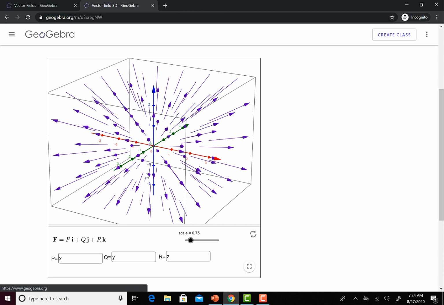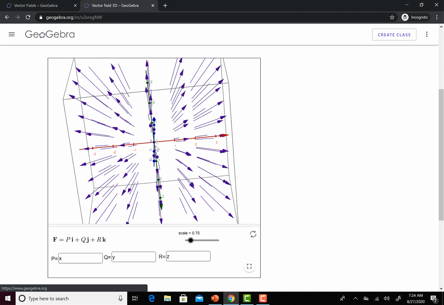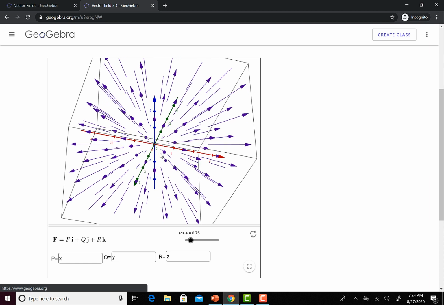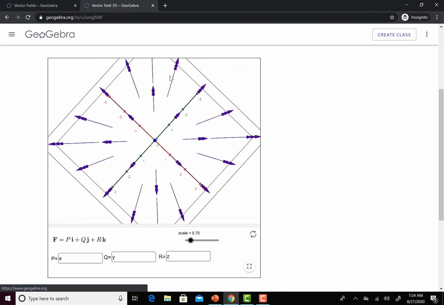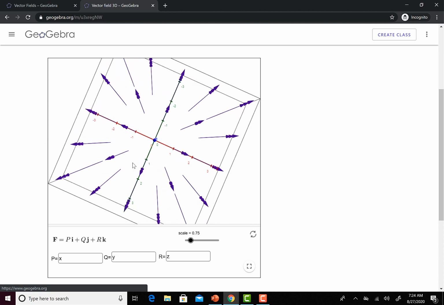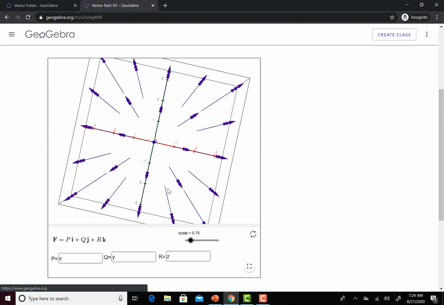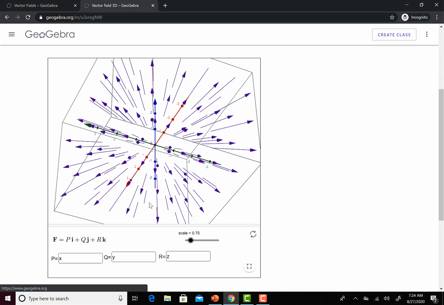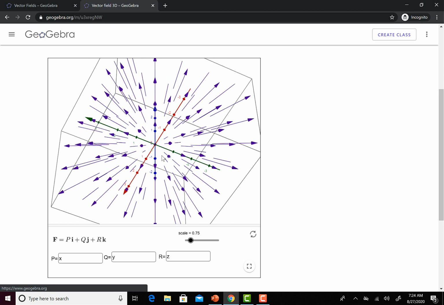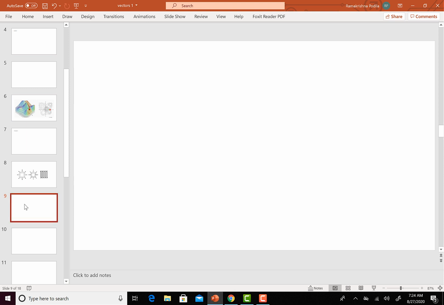So now you can see, right, the arrows are pointing outwards. So you know that there should be some net divergence. If you look from here, you see that arrows are pointing out. You can move this, and you can even move it in dimensions. So you can see the net arrows are pointing outwards, so there should be a net divergence. So let's go back to the PowerPoint here and see how that should look.